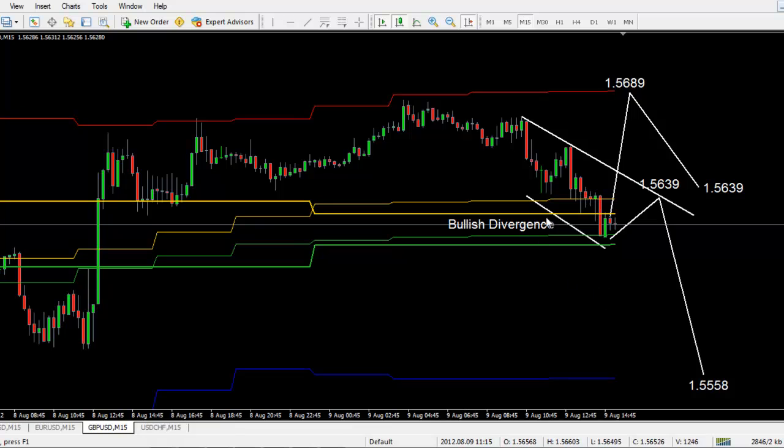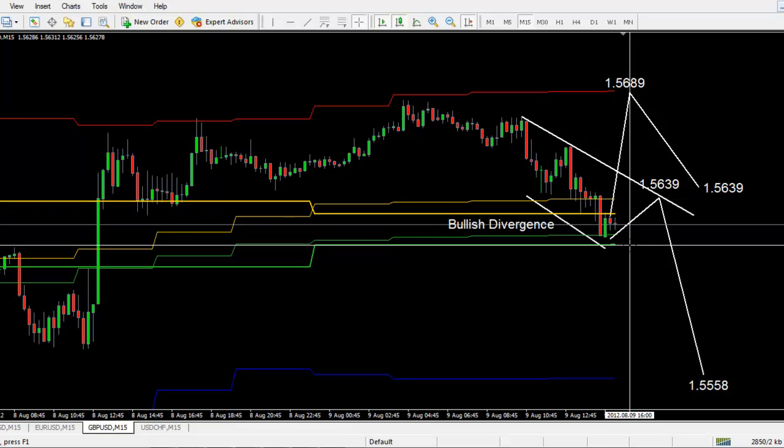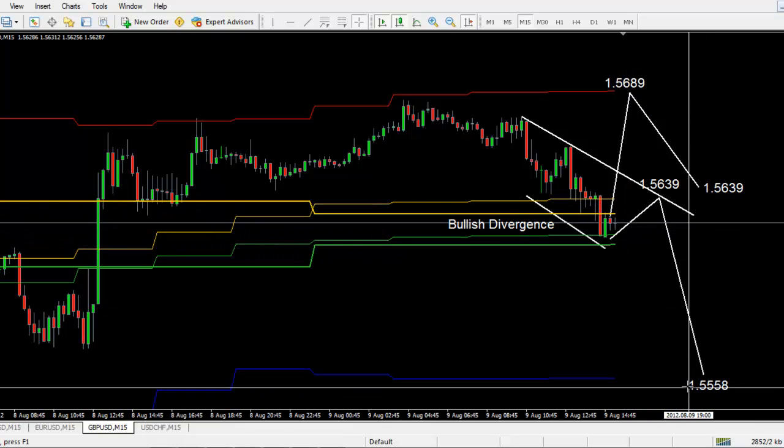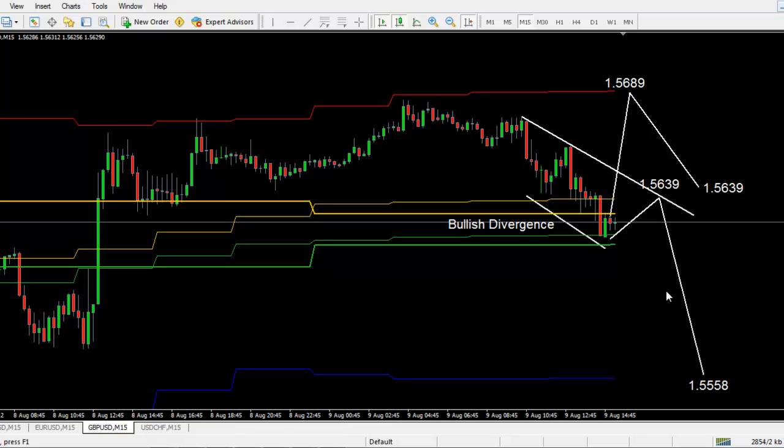We need something to happen. Either price is going to completely reject this and bounce up to here, or we can see a bounce between these levels and then a break back down if the USD stays strong. So that's what I'm looking at for the pound dollar.